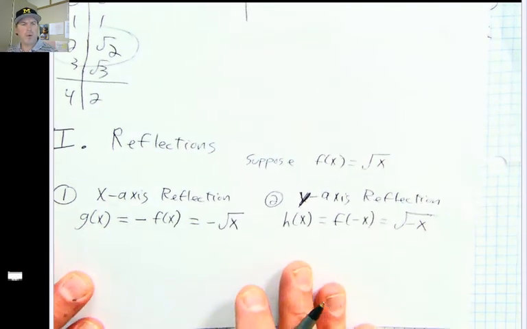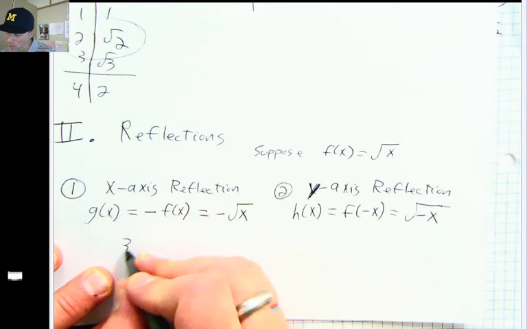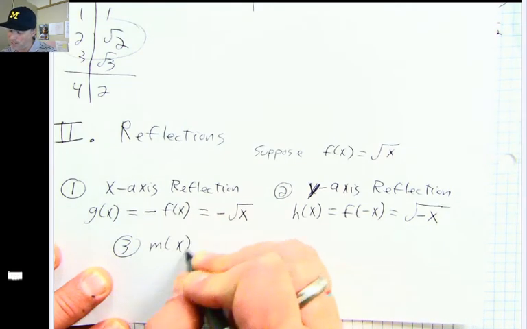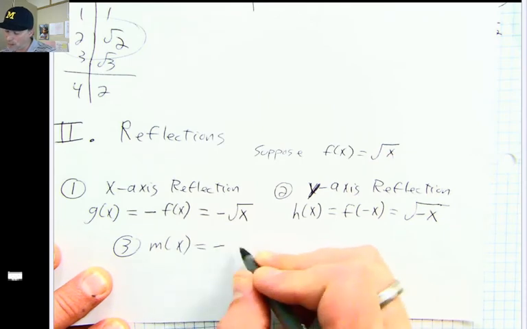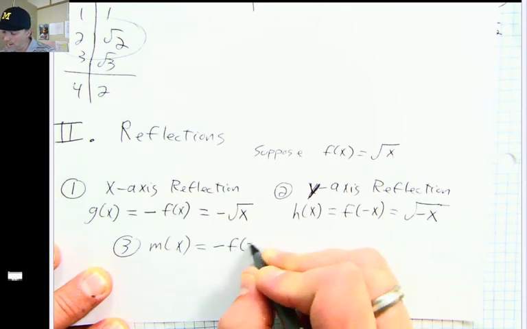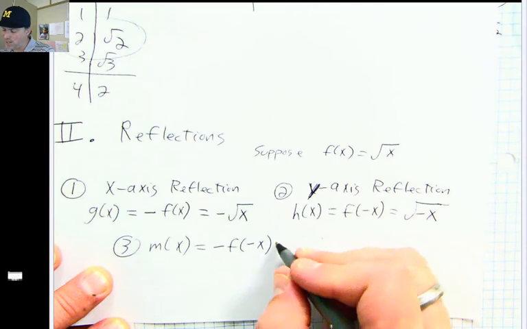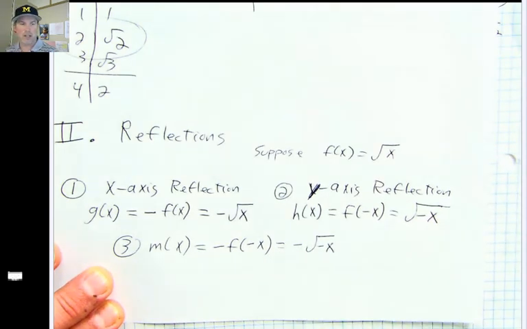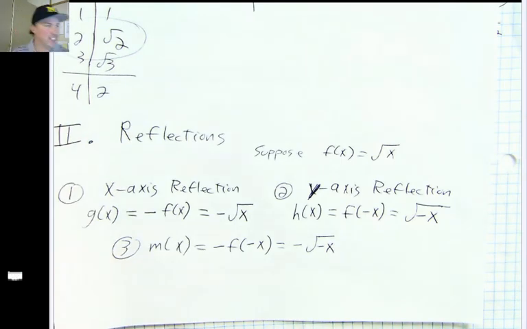And then, well, what about a double? What if we had a third one? We'll call this one m of x. What if there's a negative out front of the function and a negative on the inside? So that would be negative square root of negative x. Well, if you're thinking double transformation, you're right. Let's take a look at this Desmos graph I prepared earlier.